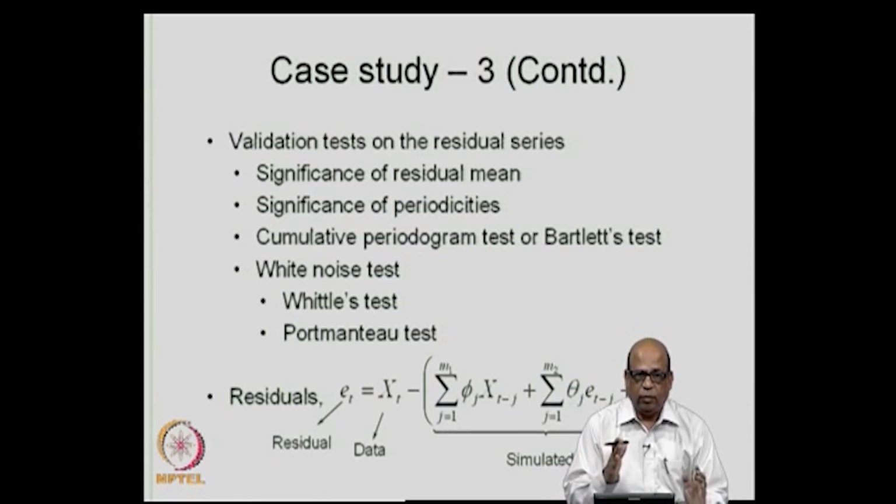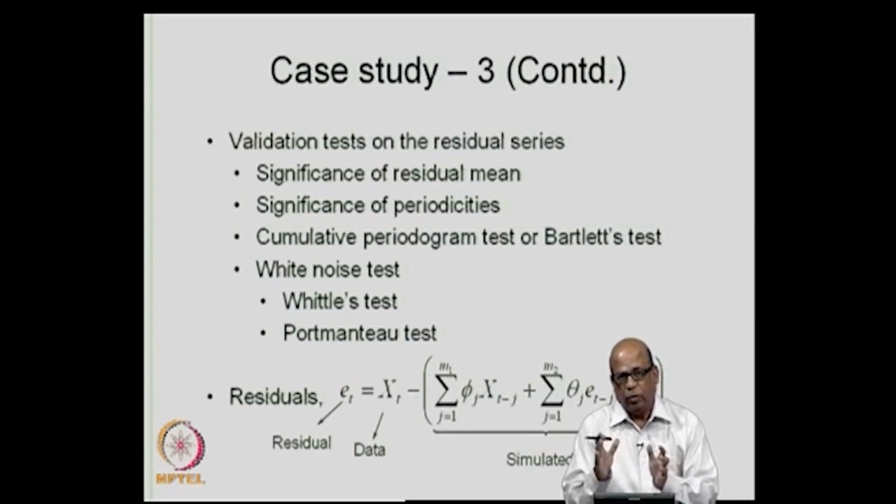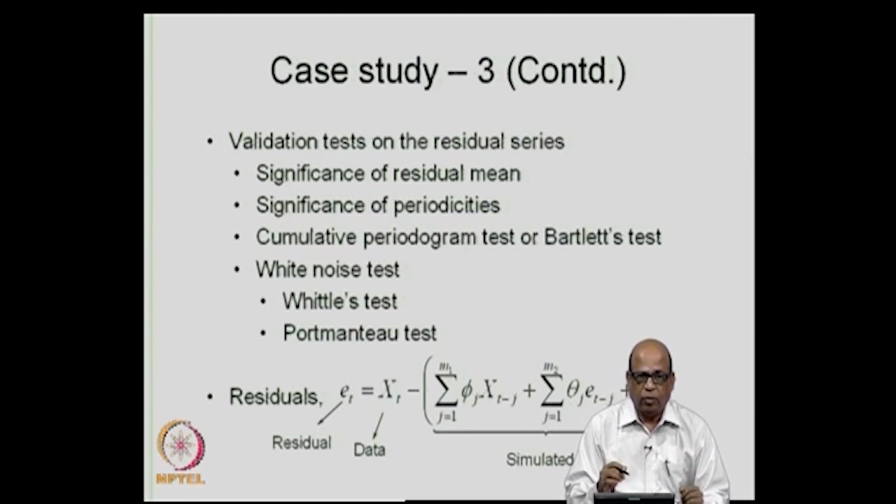So, as I mentioned, we have calibrated the model based on the first half of the data. Now, we will apply these models, complete with their parameters, to the second half of the data. What do I mean by that? Let us say 240 values.